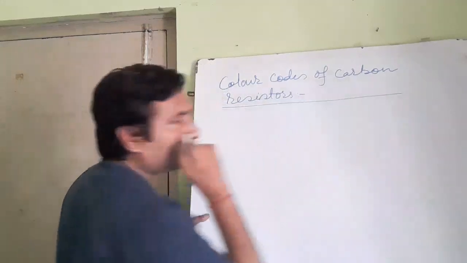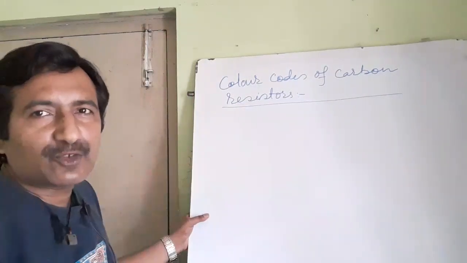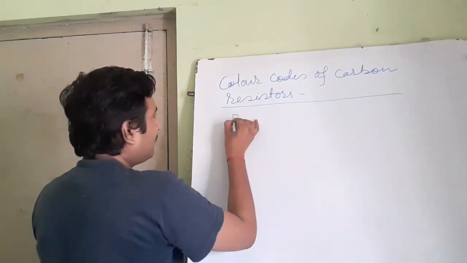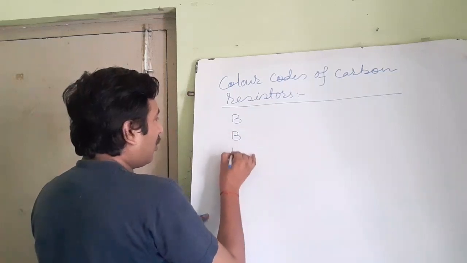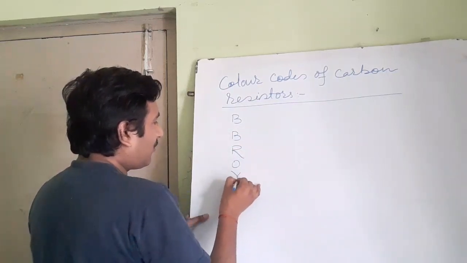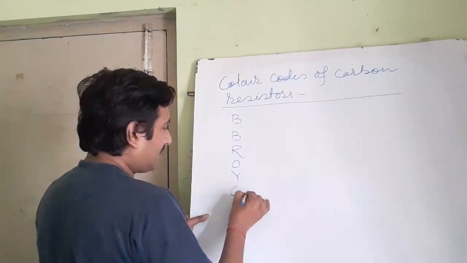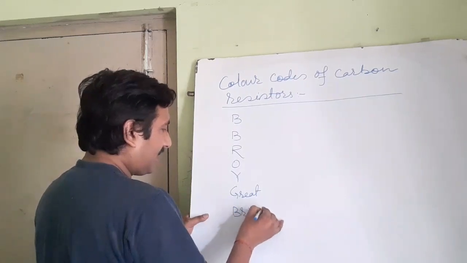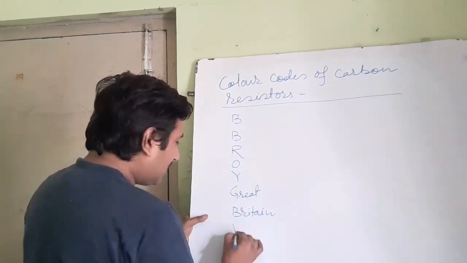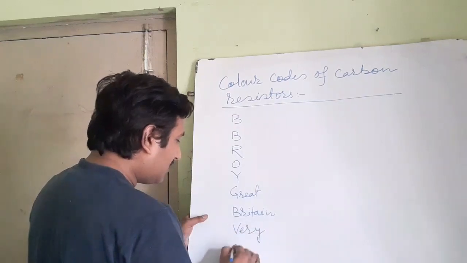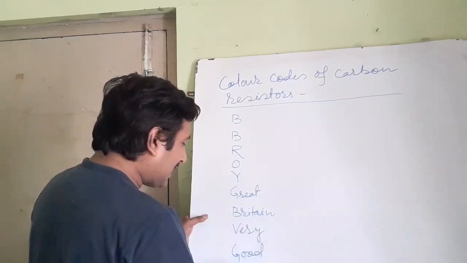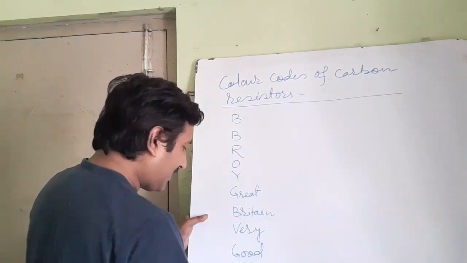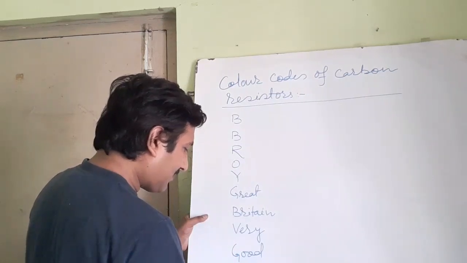You can remember this color code of carbon resistors by a sentence like this: B.B. Roy of Great Britain has very good wife with gold, silver necklace.